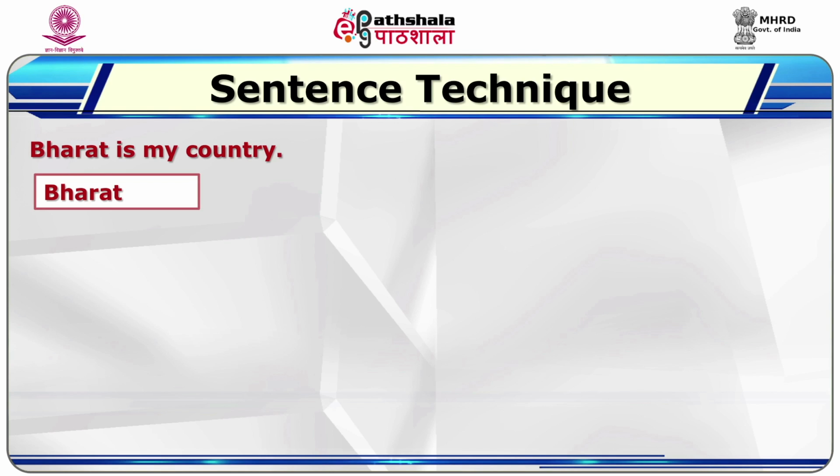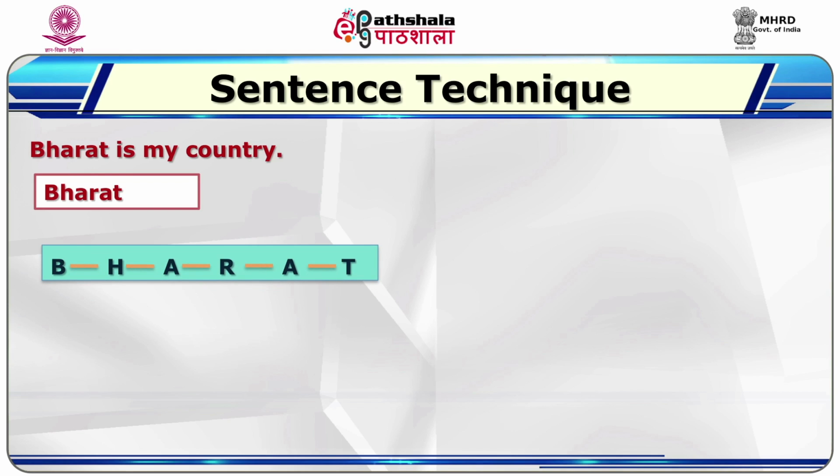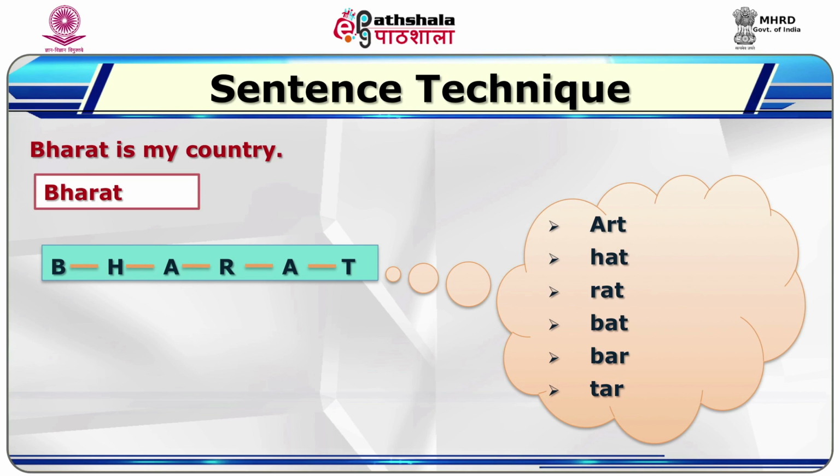In Bharat, there are 3 consonants and 1 vowel. They are B, R and T, and the vowel is A. With the help of these alphabets, the teacher encourages learners to make new words, such as Bhar. Bhar means load. Tar. Tar means wire. Bhat. Bhat means rice. So such words are prepared by the learners.